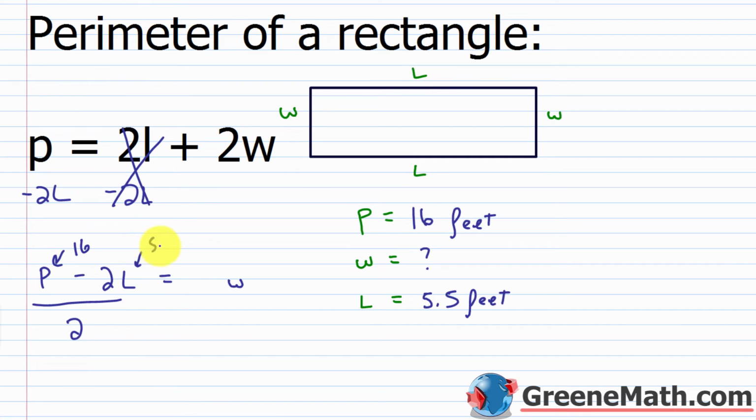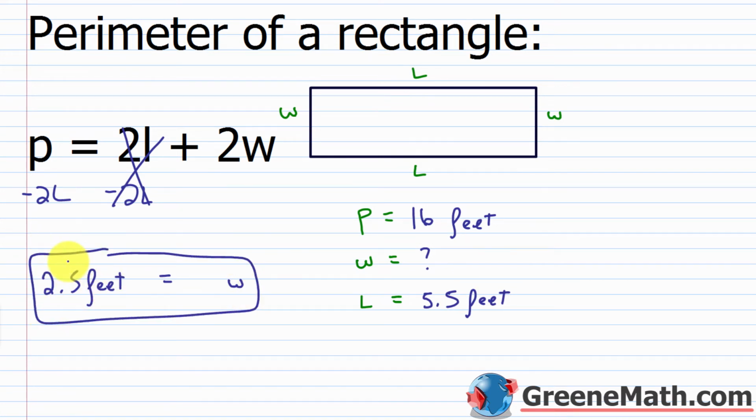So if I just plug in my inputs here, if I plug in a 16 here and I plug in a 5.5 here, what's that going to give me? Well, I would have 16 minus 2 times 5.5 is 11. So you'd have 16 minus 11, which is 5. So you'd have 5 halves, or 2.5 as a decimal. And don't forget the units, so this would be 2.5 feet. So my width is 2.5 feet.